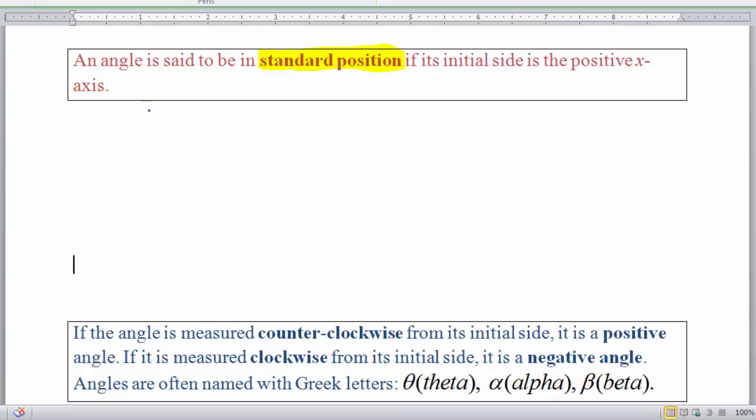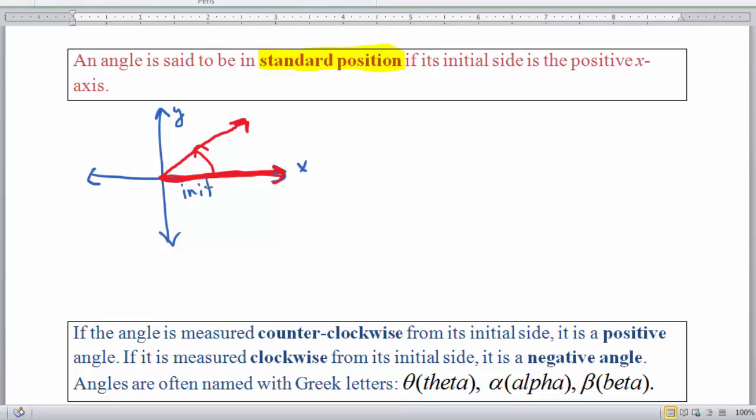So whenever you're going to sketch an angle in standard position, what you're going to do is you're going to draw a set of axes like this and say, all right, here's my x-axis, here's my y-axis. So the positive x-axis is this, right? That's where x is positive. So this is going to be the initial side of the angle, all right? So an angle in standard position would be something like that. So there's your angle in standard position because the initial side is the positive x-axis, right?